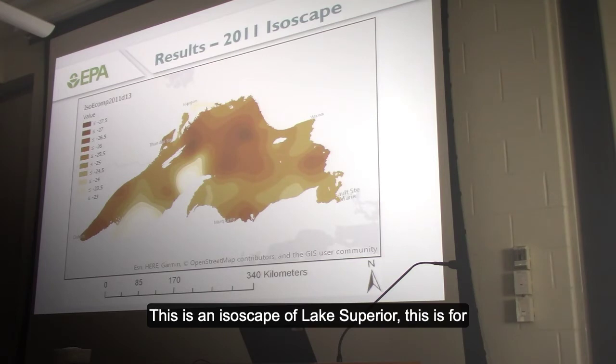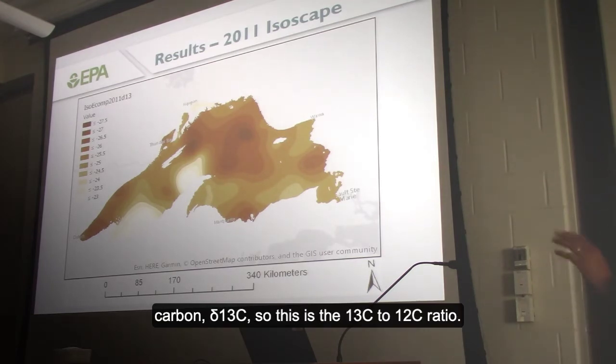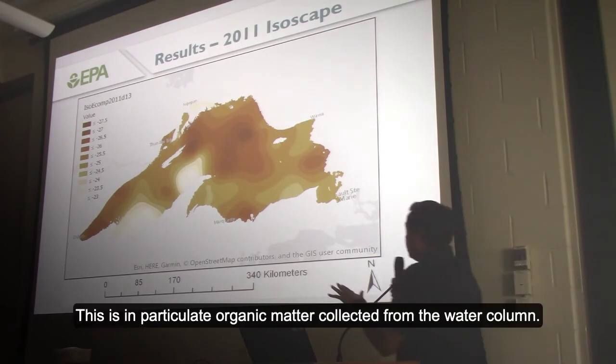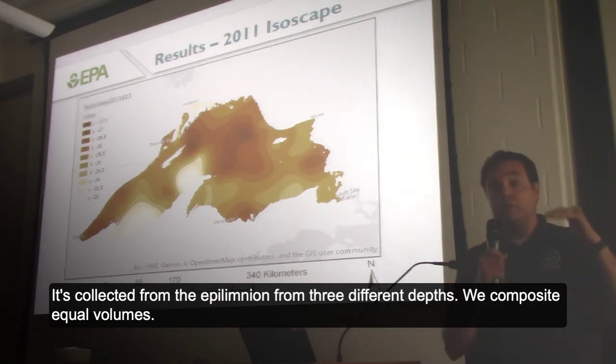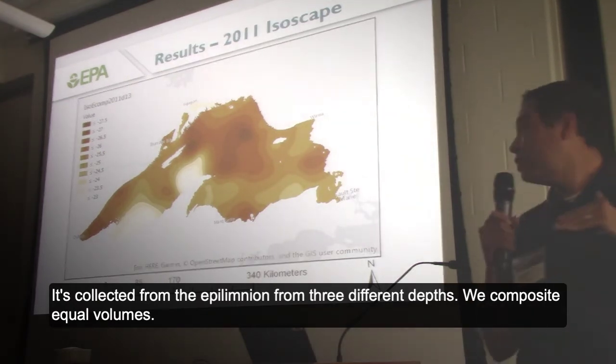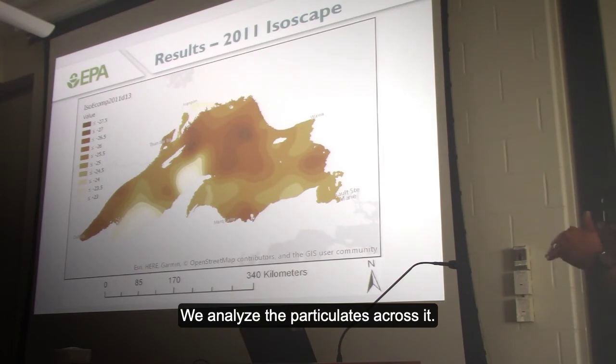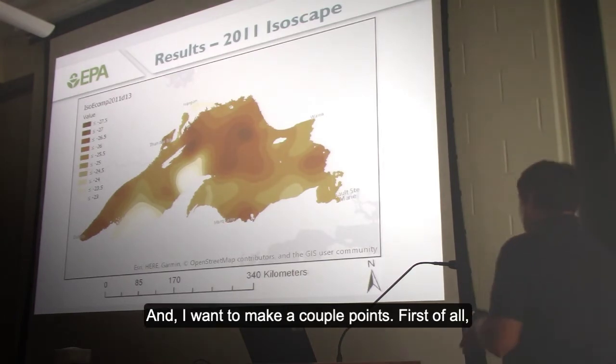This is an isoscape of Lake Superior. This is for carbon, delta 13C, so this is the 13C to 12C ratio. This is in particular organic matter collected from the water column. It's collected from the epilimnion from 3 different depths. We composite it in equal volumes. We analyze the particulates across it, and I want to make a couple points.